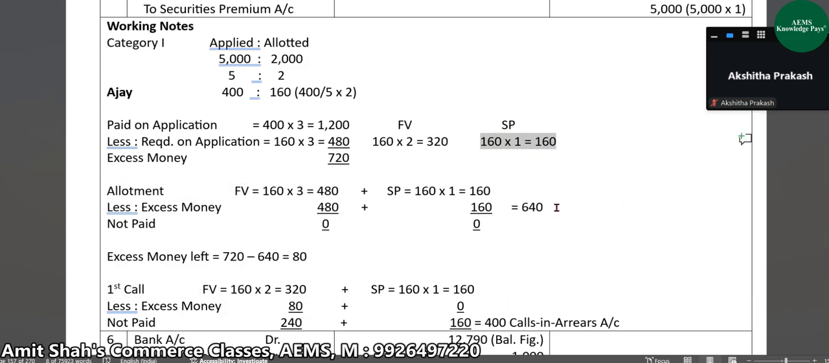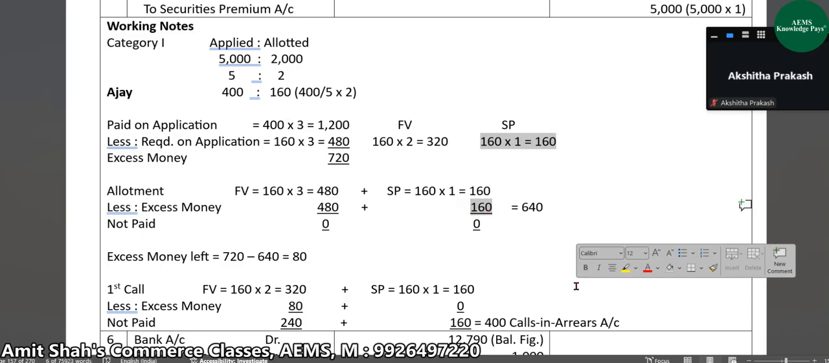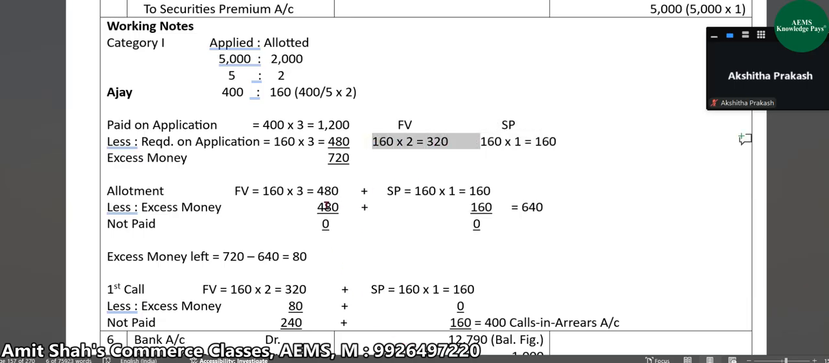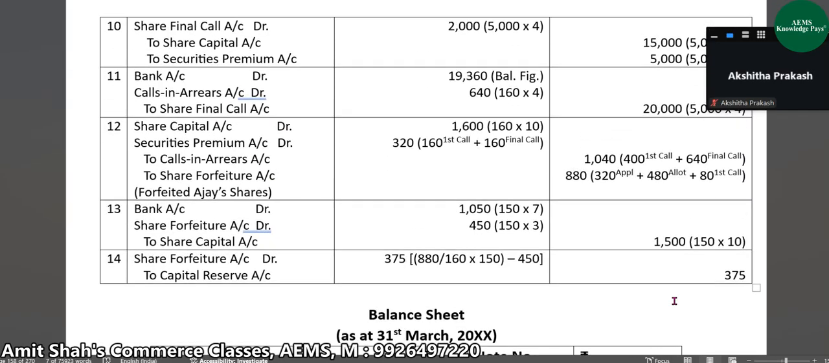Although he has paid this 160 also, and this 160 also, we will not consider these amounts of premium to credit share forfeiture account. We will consider only the amount that we have adjusted towards face value. That is 320 plus 480 plus 80, 880 rupees. And that is what exactly we have done here. We have taken 880 here: 320 of application, 480 of allotment, and 80 of first call. So I hope you have understood with which amount share forfeiture account is created.